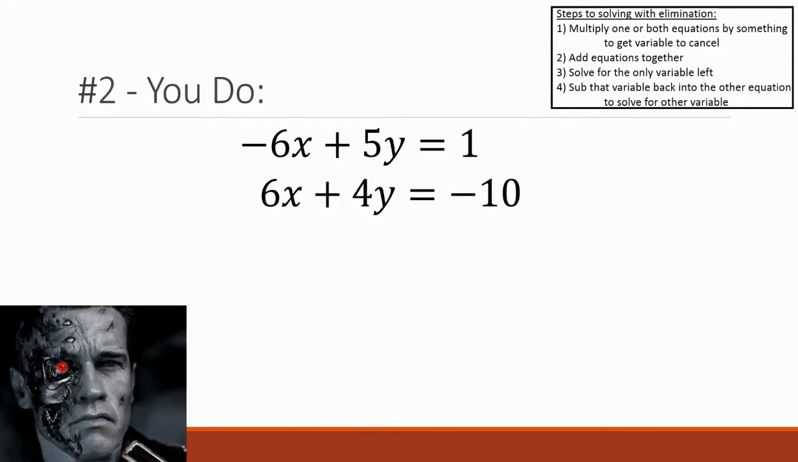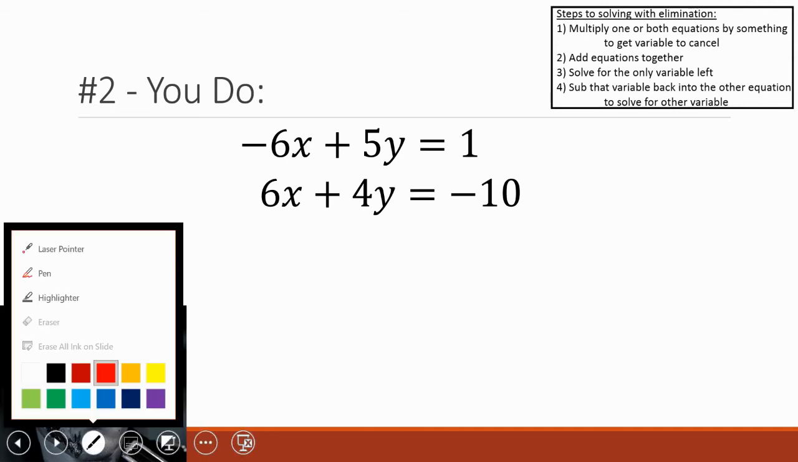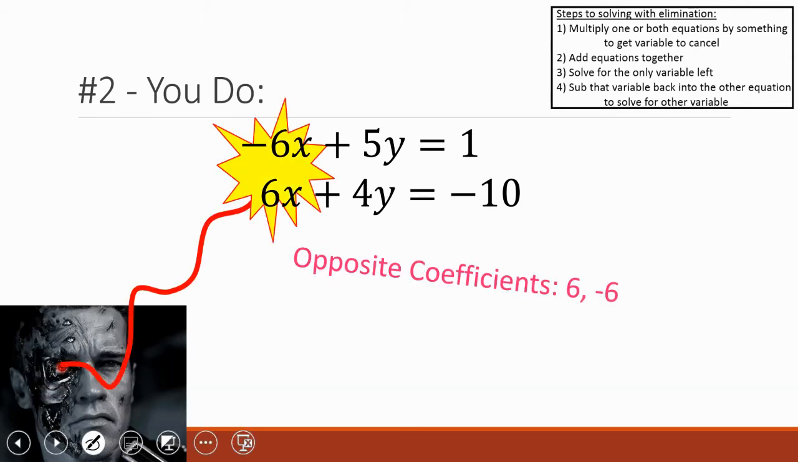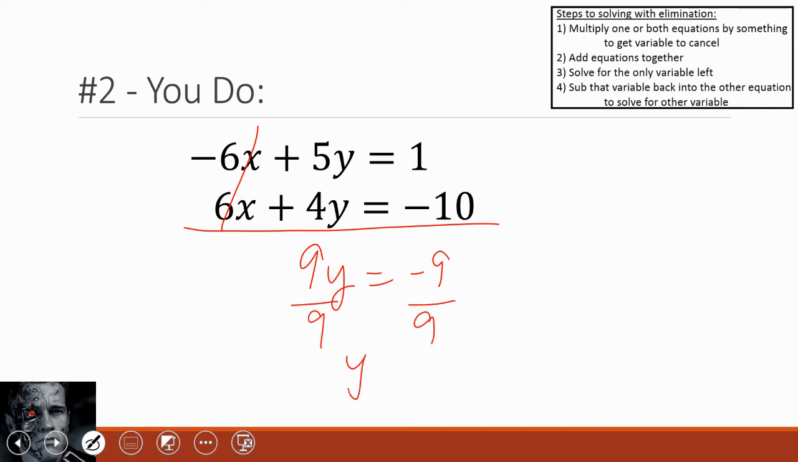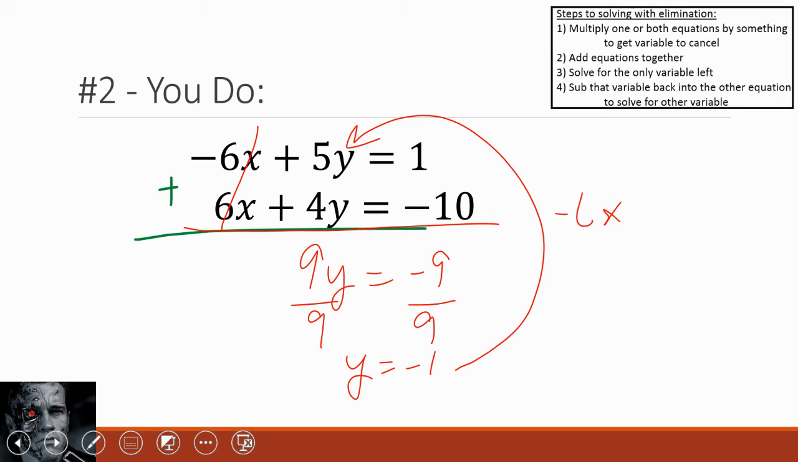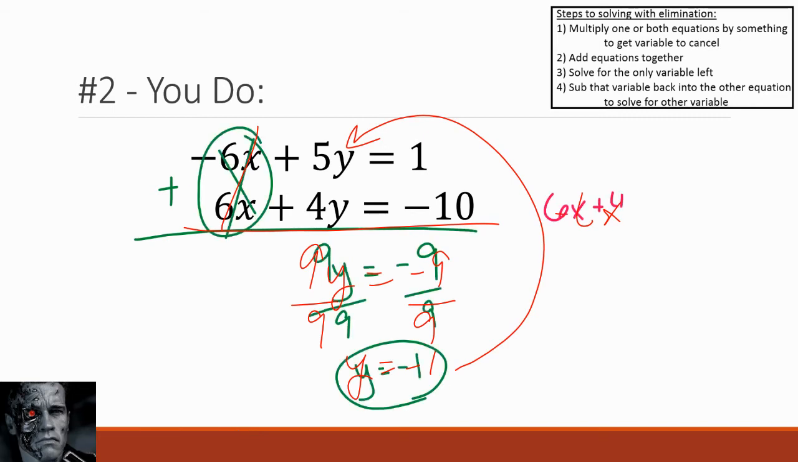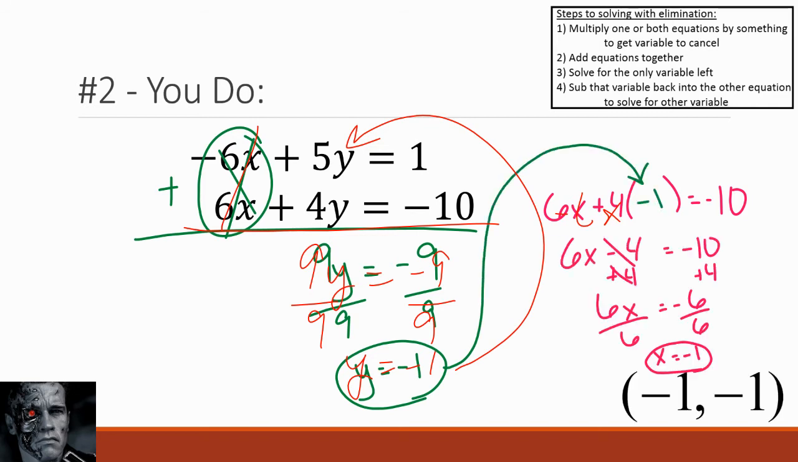Pause it, do it. Those are going to go away when you add them. So you're going to get 9y equals -9. y equals -1. We're going to plug it in. So the last step is always substitution. Then you solve the equation.